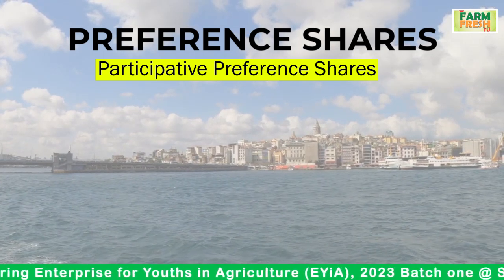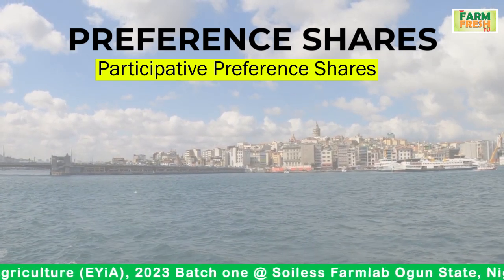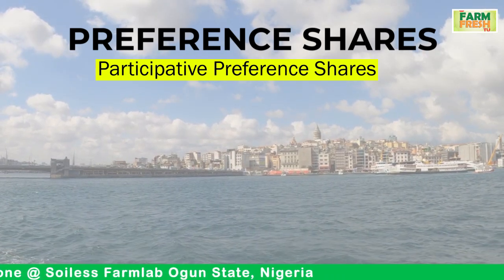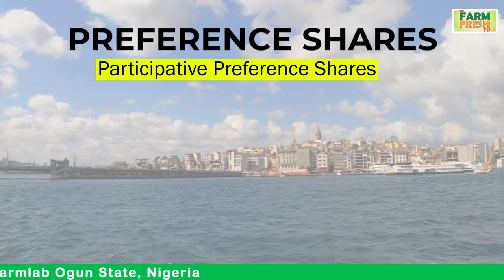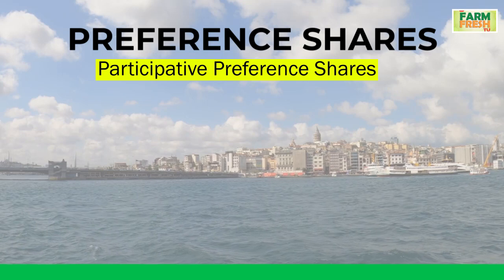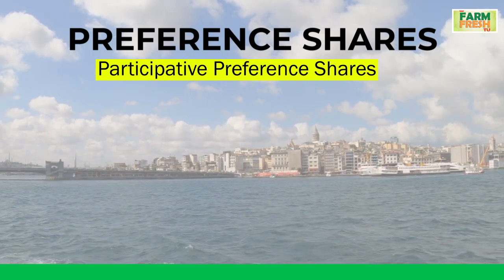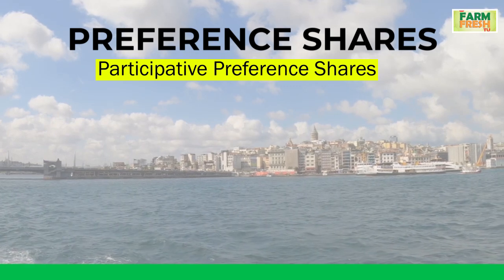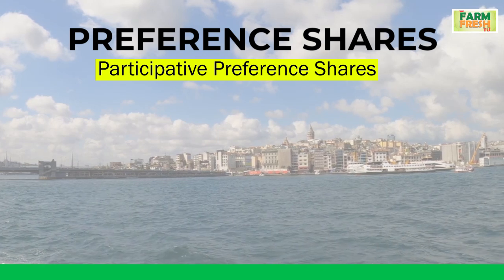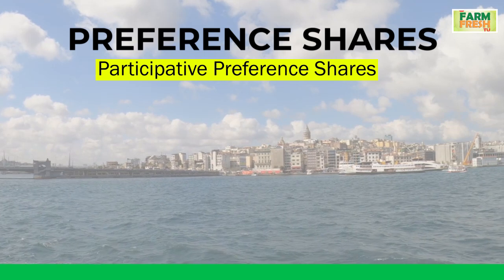You agree on what you want to give. So they have agreed that, if we make this kind of profit, we are going to give out 2 naira for every share. They made 10 million naira, for example, and after they did their calculation, they realized they will only give out 6 million. After they pay out that 6 million, the remaining 4 million, those with participative preference shares own it. Only them.